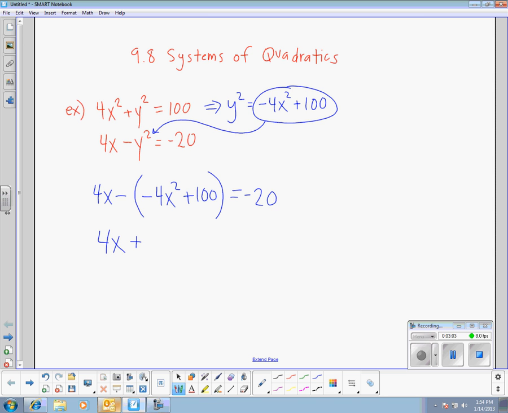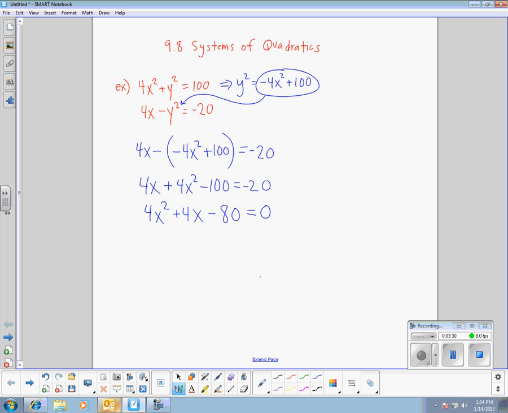Now if I distribute my negative, I'm going to change both of the signs in the parentheses. Now if I collect like terms and move them all to one side, I get this. I'm going to add 20 to both sides and get minus 80. And now I have a nice quadratic equation that I solve by factoring or with the quadratic formula. So I am anticipating that this is going to factor.